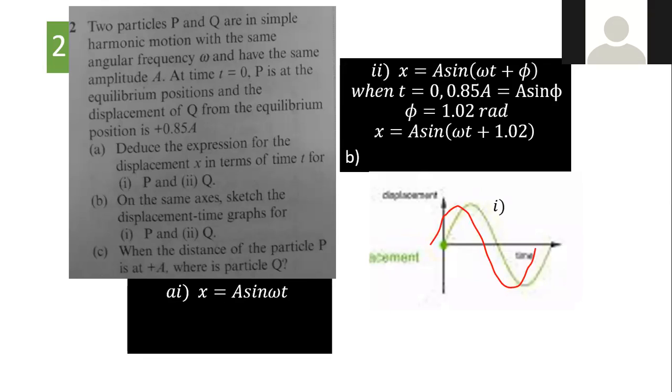Right. That distance there should be this value, or that value here should be 0.85, that one. Right? The maximum should be A. You can write your A there. When the distance of the particle P is at A, where is particle Q? How are we going to do that?